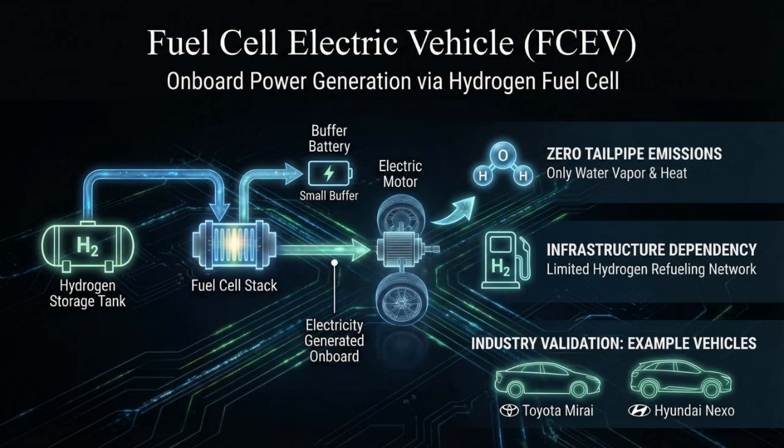In a fuel cell electric vehicle, hydrogen is stored in tanks and fed into a fuel cell. The fuel cell generates electricity to run the motor and charge a small battery. These vehicles are emission-free at the tailpipe but require hydrogen infrastructure. Examples of such EVs are the Toyota Mirai and Hyundai Nexo.